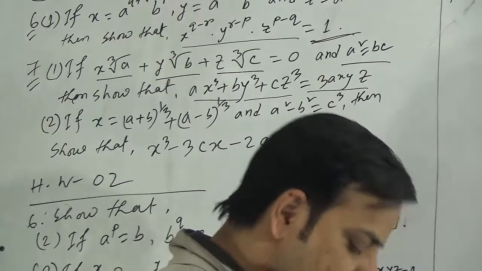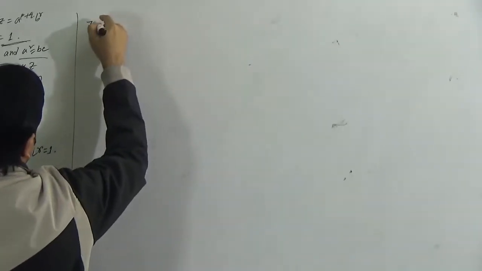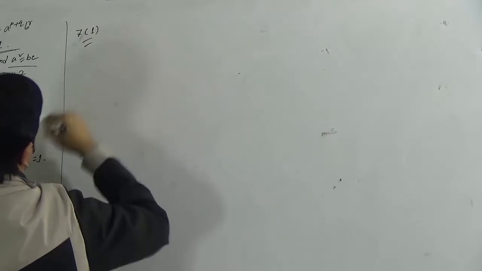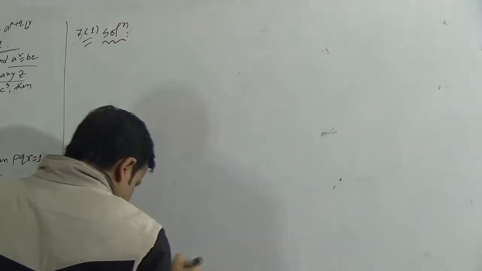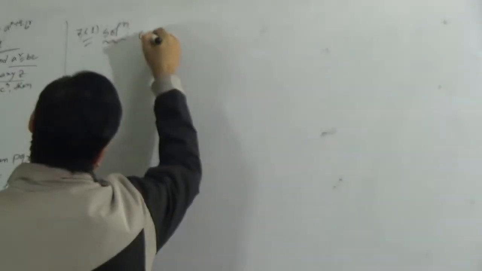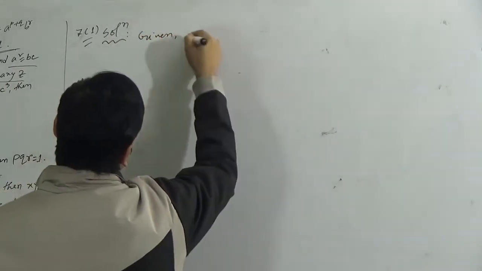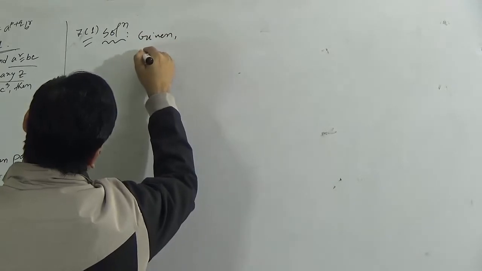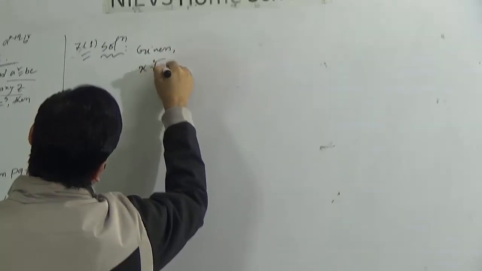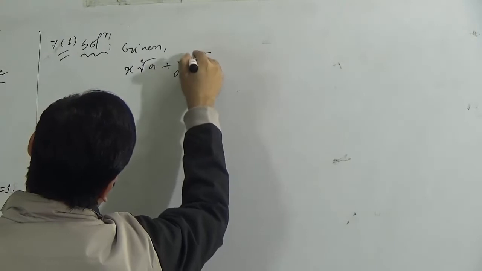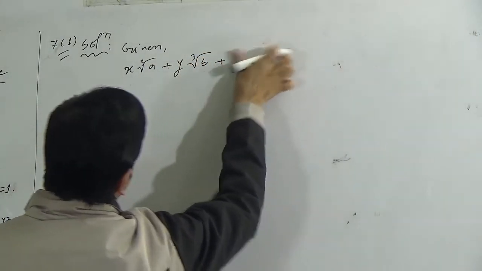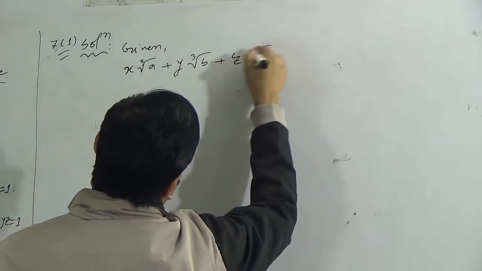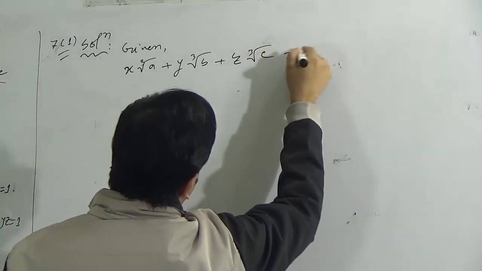As we need to show this, at first we can write the given information here. 7.1 solution. So we can write the given information here. Given: x cube root a plus y into cube root b plus z into cube root c is equal to 0.